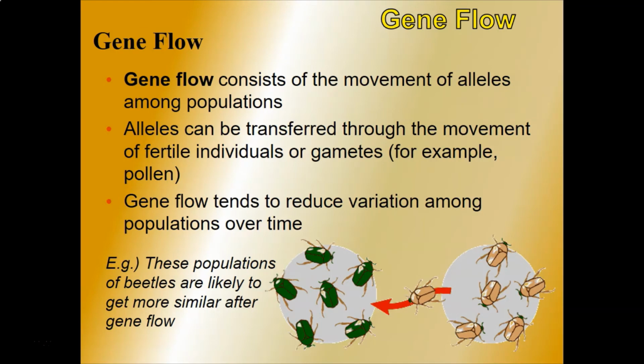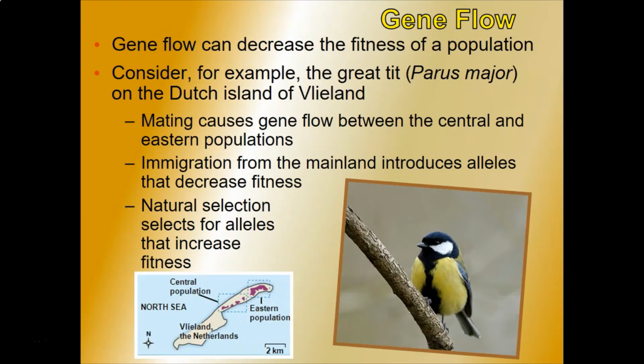For example, look at these two beetle populations, right? If gene flow occurred and this guy here moved to this side, oh well, then that's reducing the variation because now these two populations would be a little bit more similar than they were before the gene flow. Okay, it can also decrease the fitness of a population.